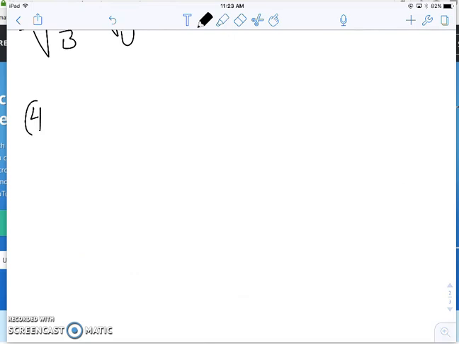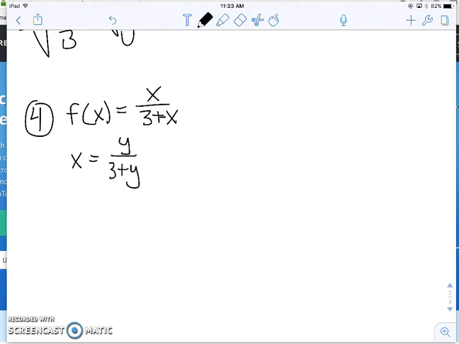And the last one we're going to take a look at, we're going to take a look at one with some fractions. So let's say we have f of x equals x over 3 plus x. So the first step should be pretty easy now. Switch x and y. So x equals y over 3 plus y. But we haven't dealt with this before where we have y's on both sides. So let's make this so we don't have a denominator. So let's multiply each side times 3 plus y.